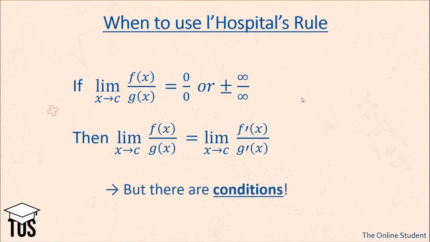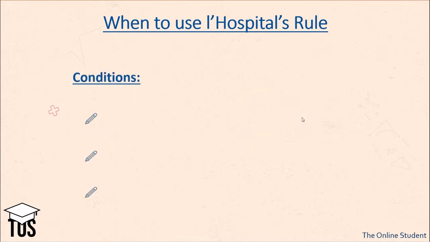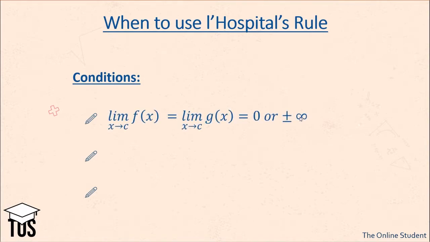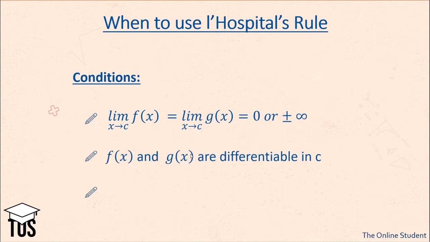But there are a few conditions. The conditions are the following. Firstly, the limit as x approaches c from the nominator has to be equal to the limit as x approaches c from the denominator and has to be either 0 or infinity, positive or negative. Secondly, the nominator and the denominator have to be differentiable in this point c. Lastly, the derivative of the denominator may not be equal to 0.